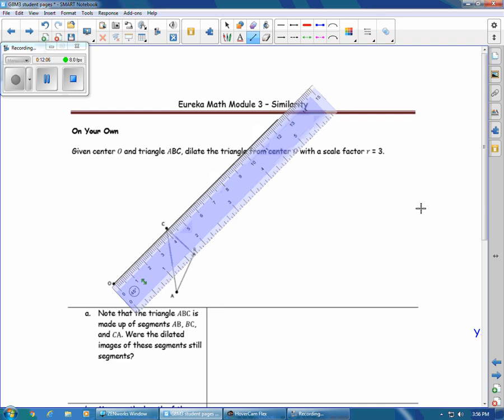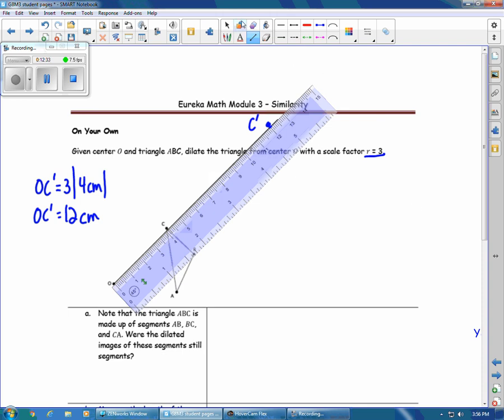Okay, so OC prime is equal to our scale factor of 3 times the length of OC. OC looks like it's at 4 centimeters to me. So OC prime is going to be 12 centimeters. I'm going to come up here to 12, make a dot, and we'll call that C prime.